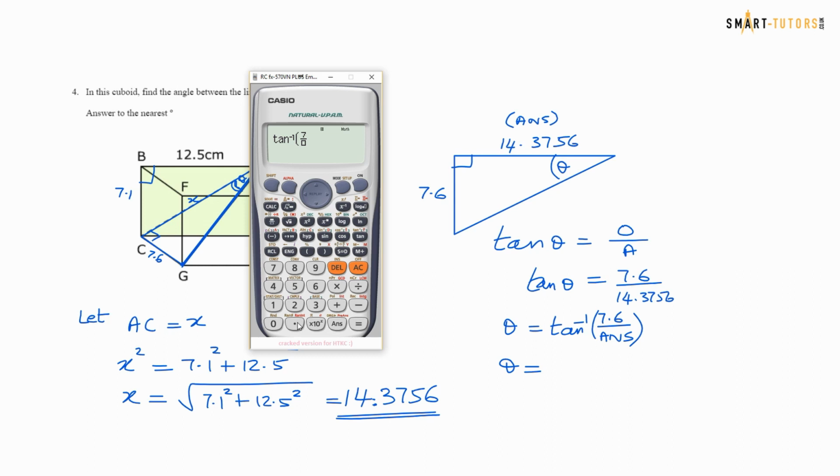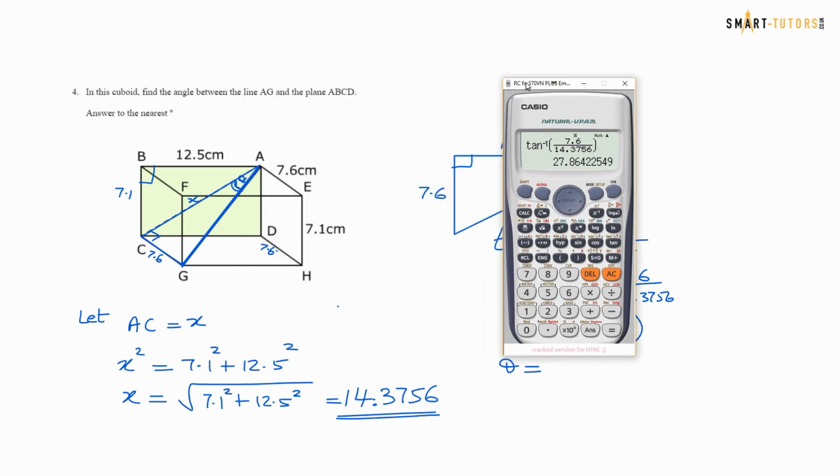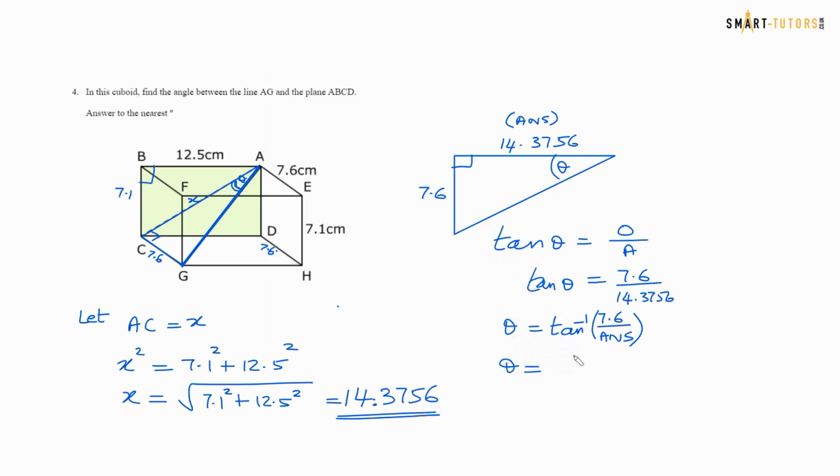I think I closed the calculator, so the memory is lost. So I need to type a couple of decimals. It's not going to be that far off from the actual answer. 3756, and that is close, and return 7.6 over 14.3756. I think that's right, 27.8, but they're asking nearest degree, so 28 degrees. That is the answer for question number 4.